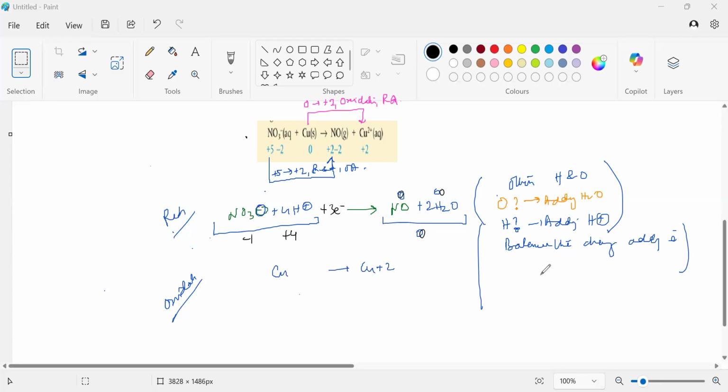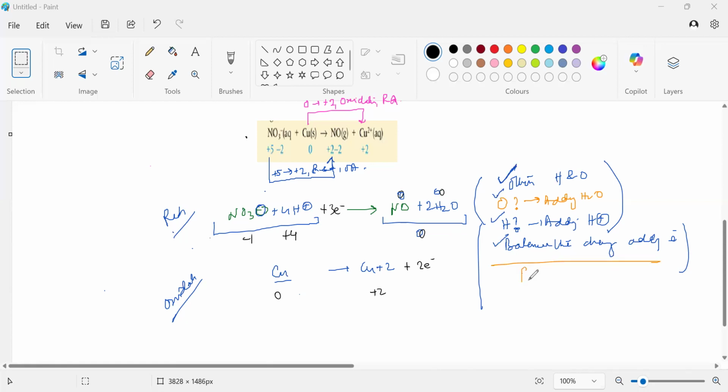Now check the elements other than hydrogen and oxygen are balanced. Yes, balanced. Copper 1, balanced. Check oxygen if it's balanced or not. There's no oxygen. Now, let's check hydrogen to balance. No hydrogen. Balance the charges by adding electrons. Plus 2e.